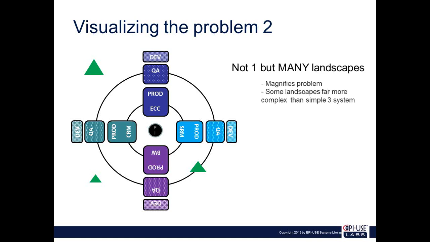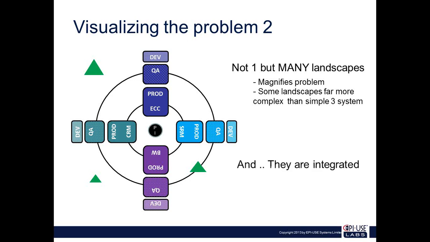And a lot of companies don't have a simple 3-system landscape. Some of them have a 4-system or a 5-system landscape. Some of them have a multi-track landscape. So this really adds a lot of complexity and issues around optimizing your landscape.